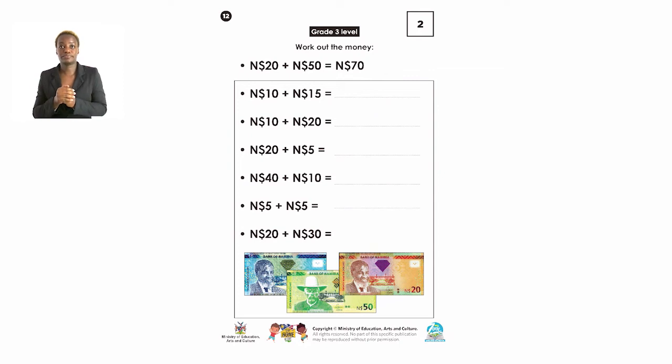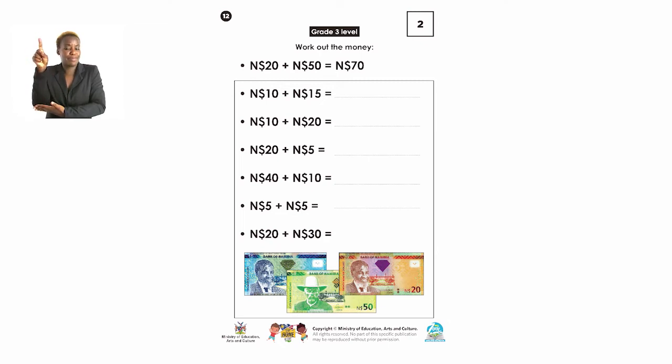Now this is grade 3 level. Now here we have to work out the money. In the previous lesson, we were adding only the coins. But since it's the grade 3 level, we are going to be adding notes. The ones that make noise, okay? The first example has been done for you. The $20 note plus another $50 note. How can you calculate to come to an accurate answer?